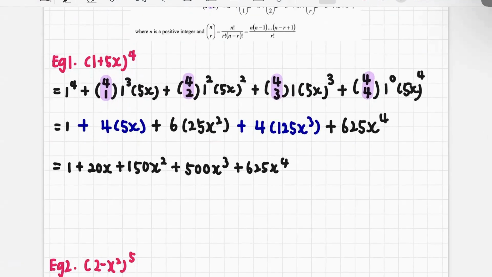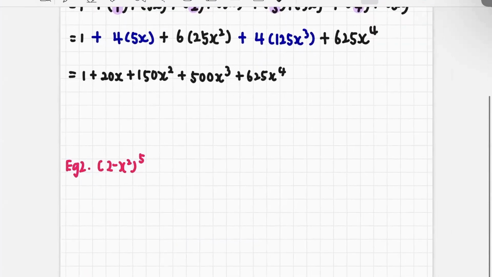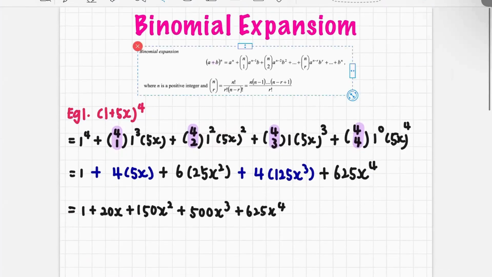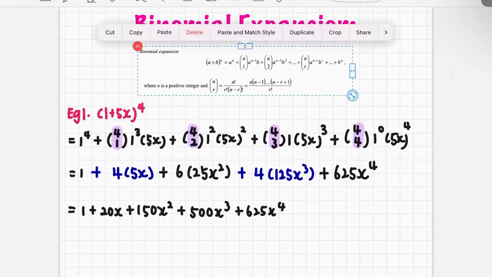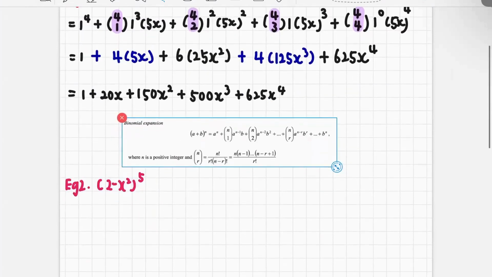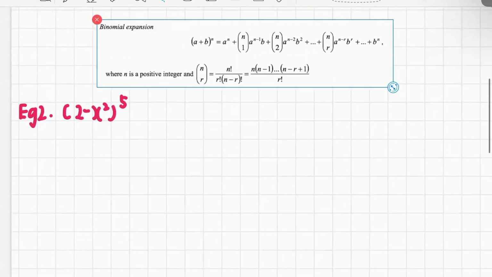So when everything is plus, it's actually quite straightforward, correct? So we're going to upgrade your skills a little bit. We're going to try something where the first number is not 1, and this sign over here is actually a minus. So this one over here. Okay, we're making use of the same formula. Shall I bring down the formula so you can see? Okay, so I bring down the formula. Now we can expand this one.